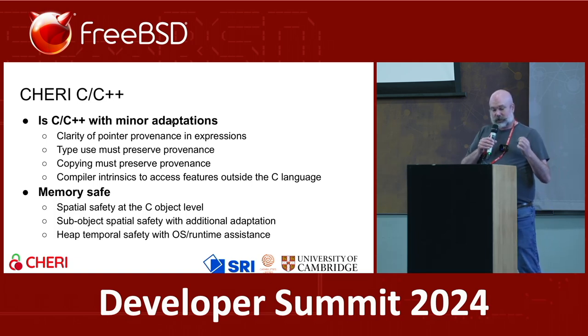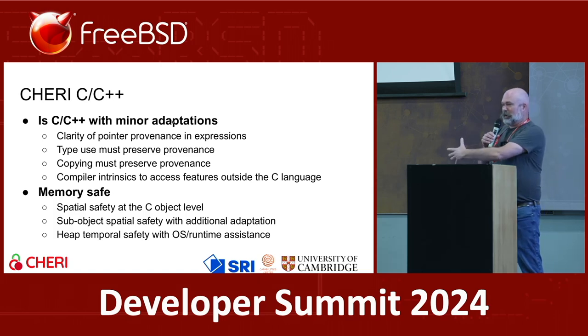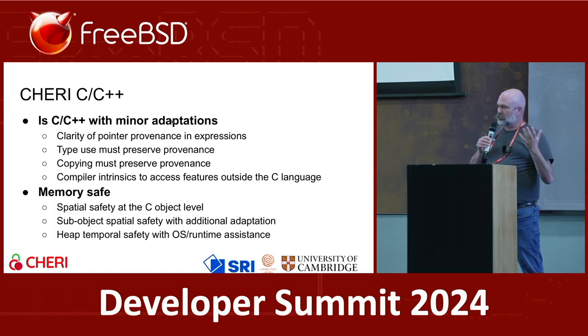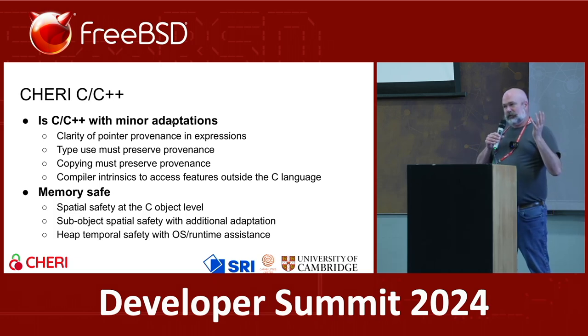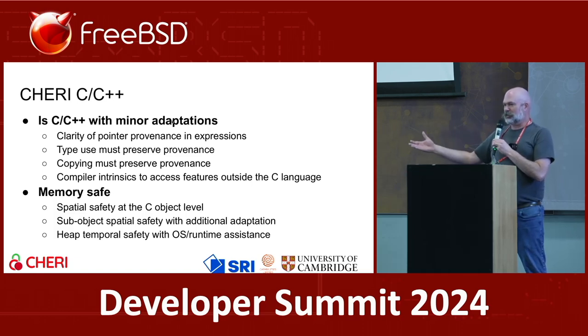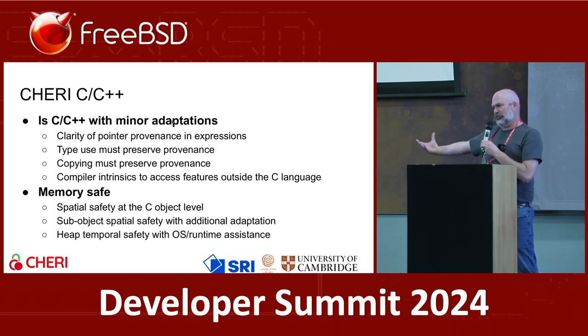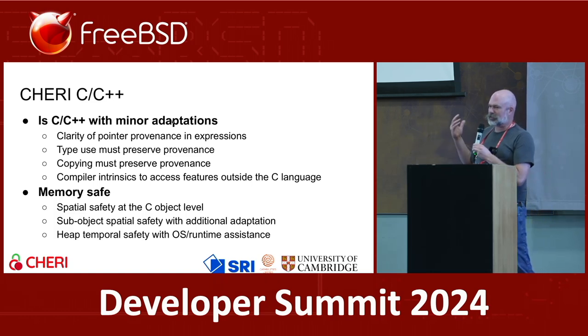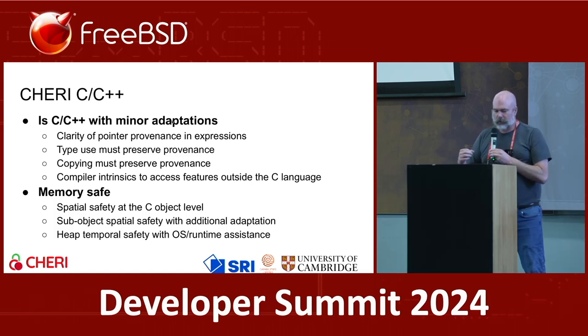In particular, it's spatial safety at the level of C objects. So a thing returned by malloc, or a variable that you create, a global variable, global array, global integer, whatever. The spatial safety is at that level. So if you have an array, by default, if you pass a reference to some element of the array, you're still passing around the bounds of the whole array, because otherwise not doing so would violate the expectations of C programmers and the C standard.